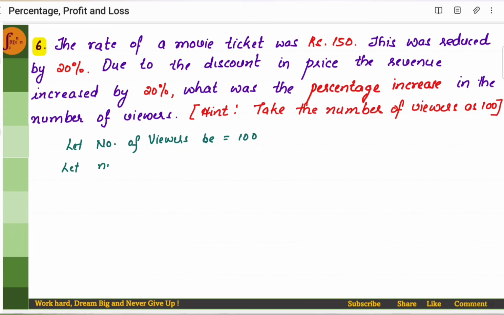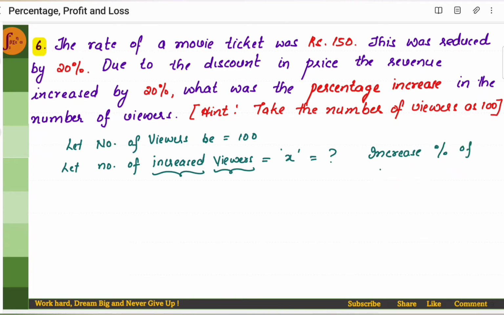Let the number of increased viewers be X, and we need to find this. So we need to find the increase percent of viewers. We know the ticket price. Price per ticket. Per is always written like this, a slanting line or a slash, is 150 rupees.